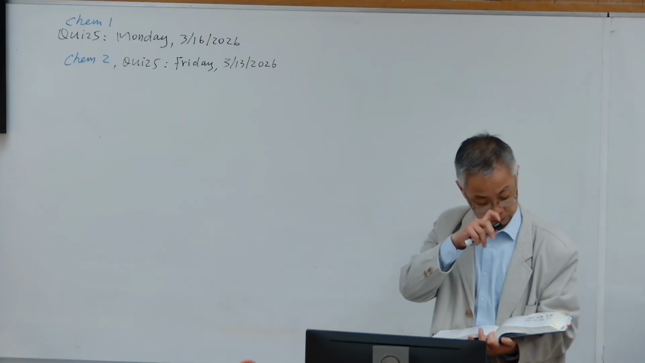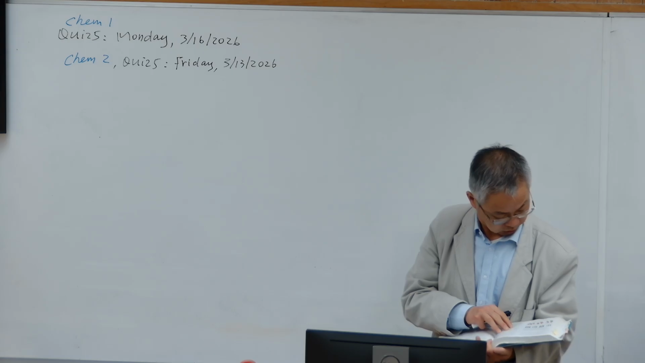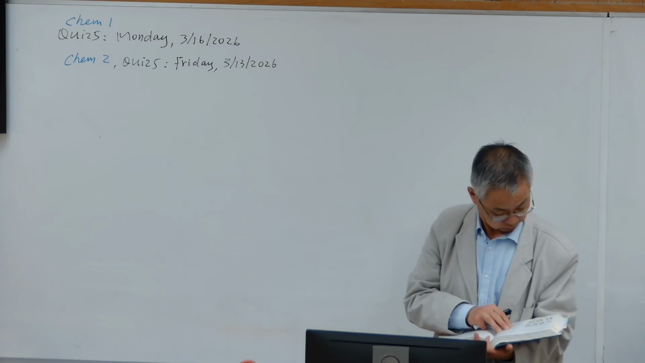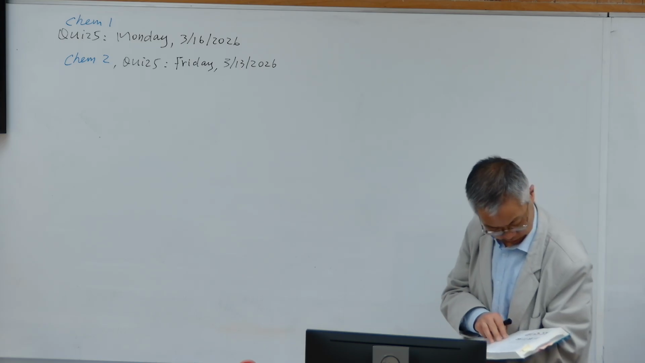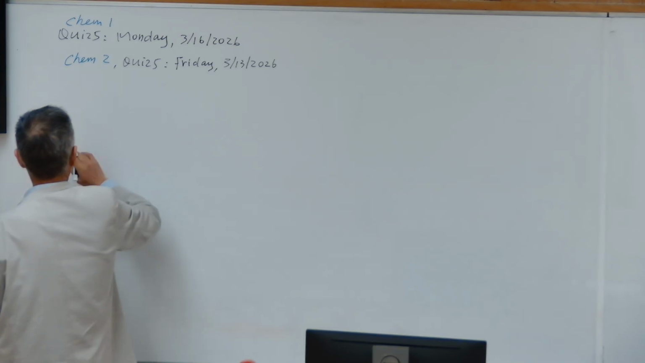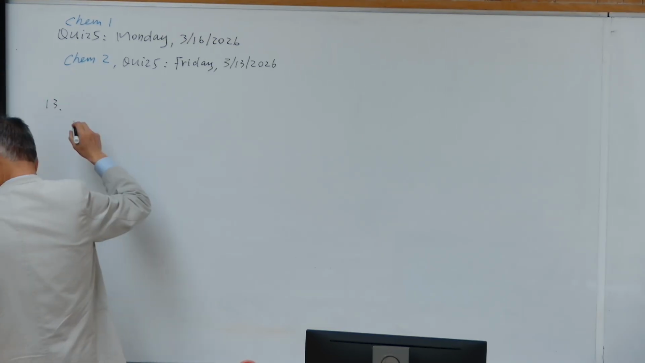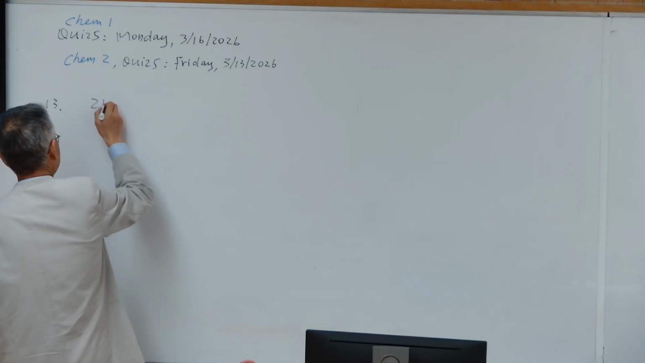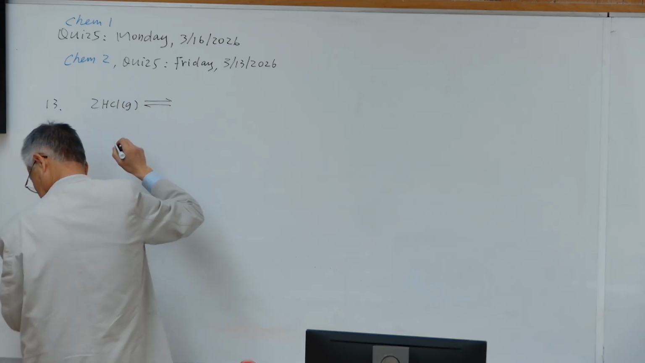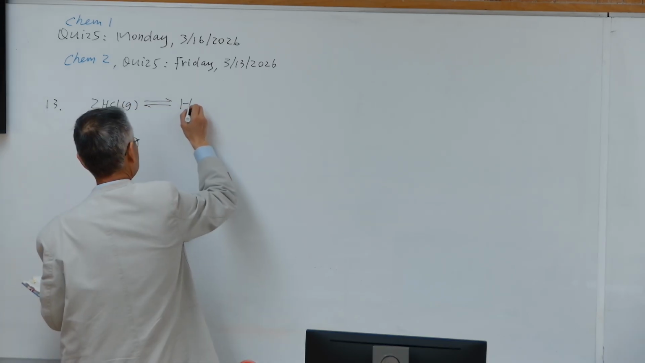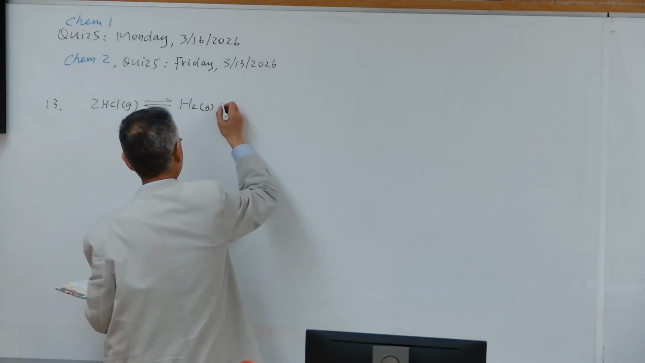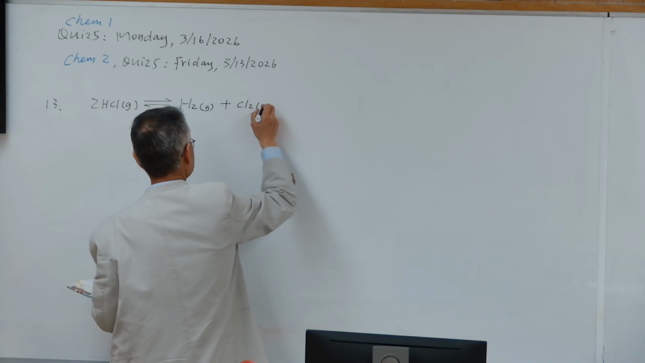Chapter 15, question 13 on textbook, page 538. Equilibrium constant Kc for this reaction: 2 HCl gas breakdown itself, generating H2 and Cl2.